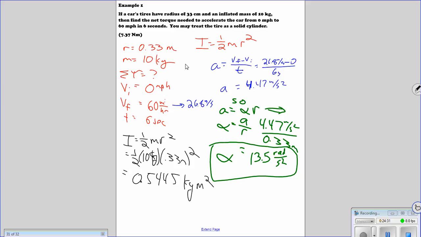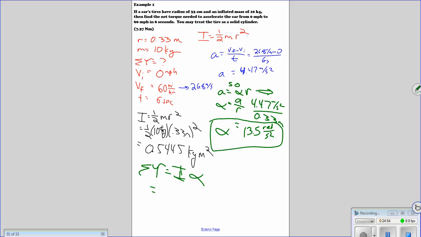Yeah, absolutely. Ultimately, where we're headed is we have to use this equation: net torque equals I alpha. So we had to find I, we had to find alpha. I probably should have, since I went through all that problem, that probably would have made more sense. All right, everybody good? So now we just multiply.